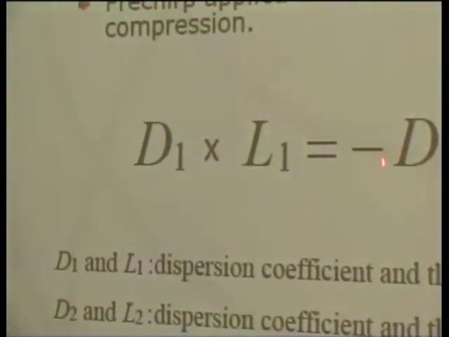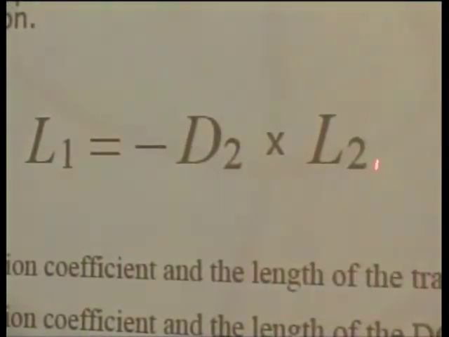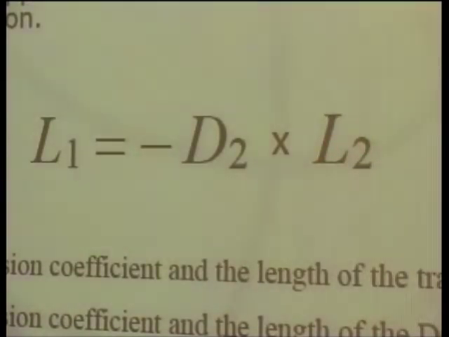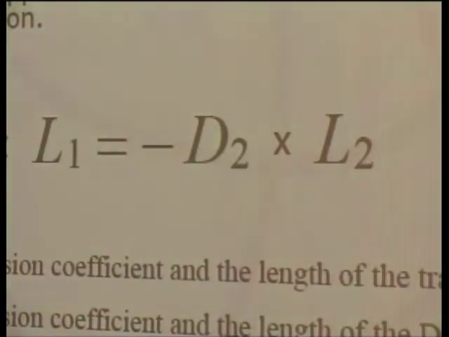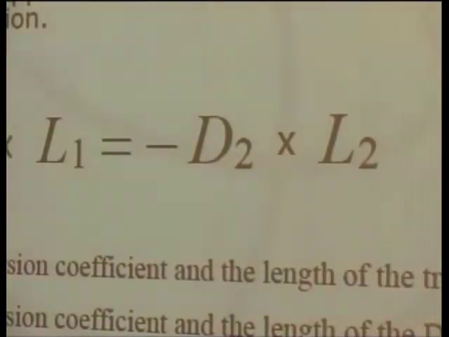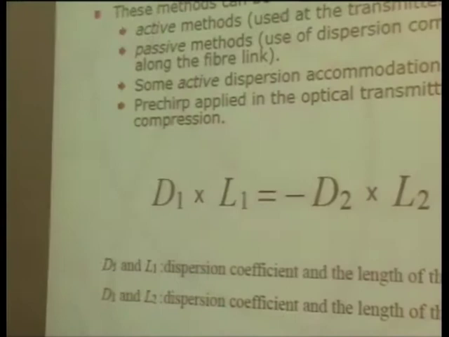The dispersion of the transmission fiber and its length should be equal to the dispersion compensator's dispersion value and length. For the dispersion compensation method, there is also an active and a passive method. The active method is some device to compensate for the chromatic dispersion. The passive method means dispersion compensating elements along the fiber link. Normally, this is a dispersion compensation fiber, a fiber that has the opposite sign of dispersion to the transmission fiber. So usually we use this dispersion compensation fiber to compensate for the chromatic dispersion of the optical transmission fiber. Okay.